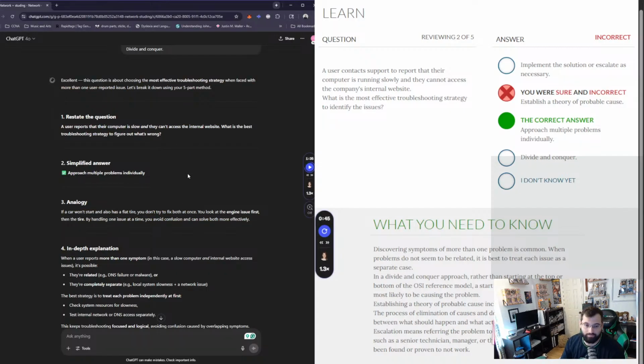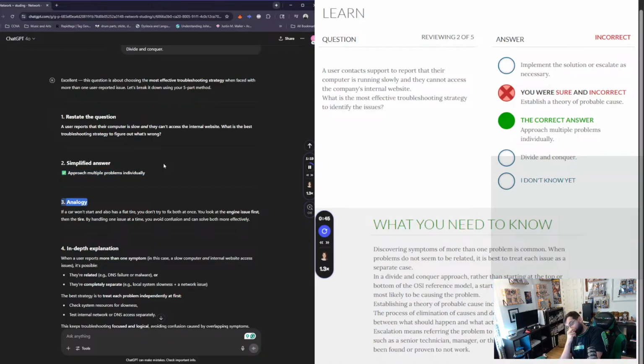All right, do the thing. Excellent. This question is about choosing the most effective troubleshooting strategy when faced with more than one user-reported issue. Let's break it down using your 5-part method. 1. Restate the question. A user reports that their computer is slow and they can't access the internal website. What is the best troubleshooting strategy to figure out what's wrong? 2. Simplified answer. Approach multiple problems individually.